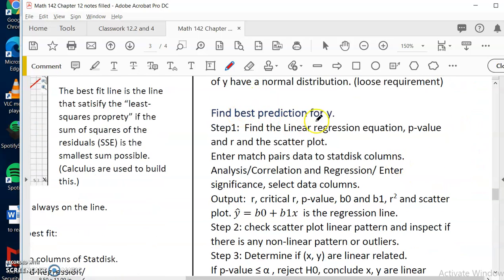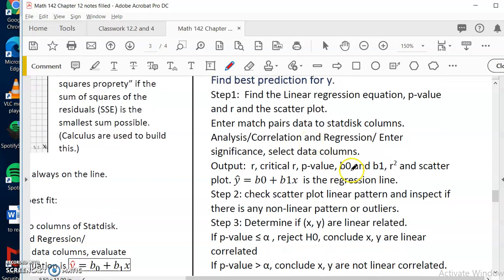How do you find the best prediction for y? First of all, always verify the linear regression. The first things you do are find three things: the equation, the p-value, and the scatter plot. All of these can be found under correlation and regression. Enter your significance and the data columns, and you will get the critical R, p-value, B0, B1, R square, and the scatter plot. These are all the ingredients that you use.